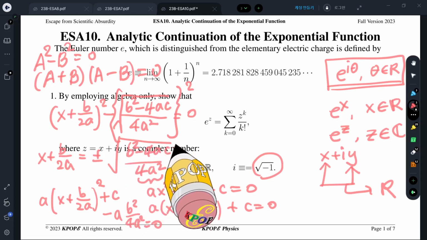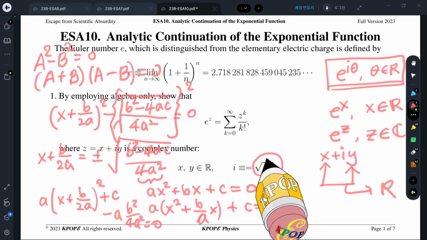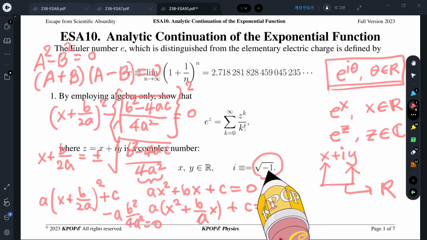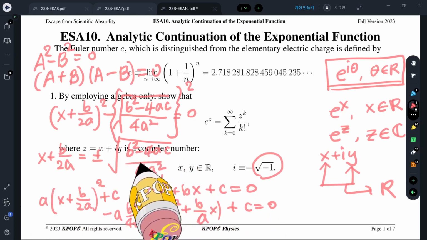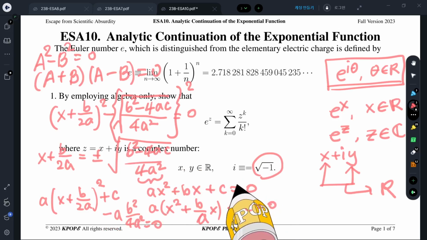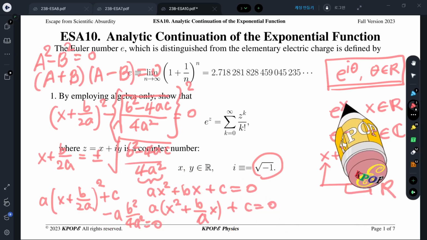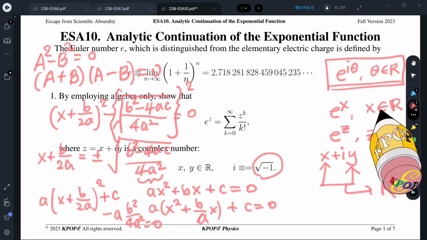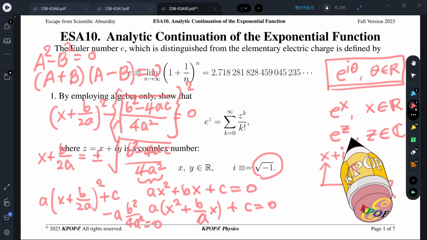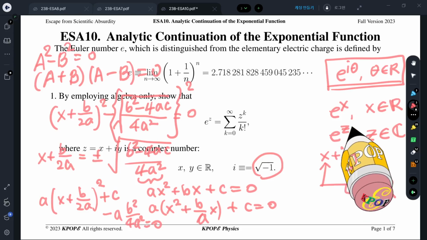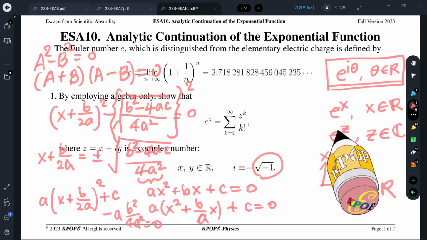If the discriminant is negative, we have a square root of -1 factor. That is called a pure imaginary number. So in general, the solution of a quadratic equation with real coefficients is a complex number. So we'd like to extend the region of x from real numbers to complex numbers. And once you insert the complex number, it is very convenient to compute many physical variables.